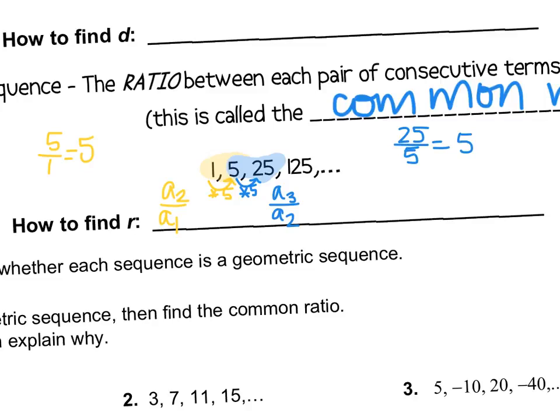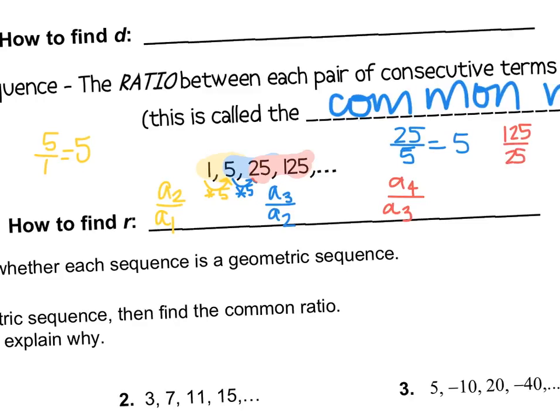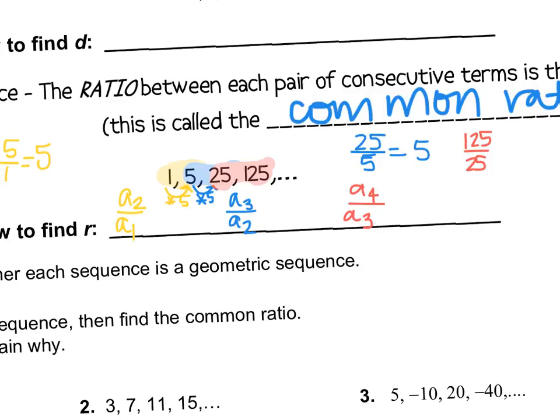I can do that one more time if you're still not sure, and I can do A4 divided by A3, which means in this problem I would do 125 divided by 25. So I'm going to move that over here to the side. 125 divided by 25. Use your calculators. What is 125 divided by 25? Very good, it's 5. So again, to get from one number to the next, I'm multiplying by 5. That tells me for this problem, my common ratio is 5, because every time I multiplied by 5 to get the next number in the pattern.